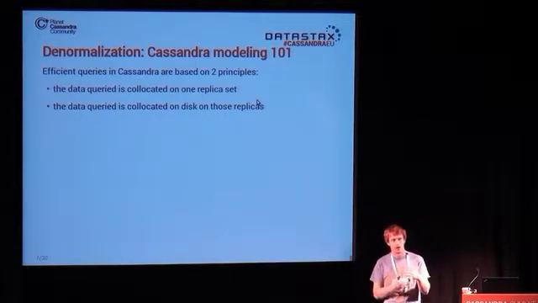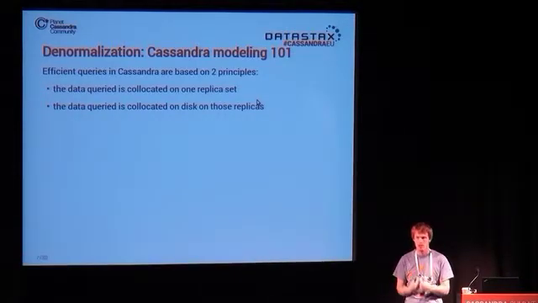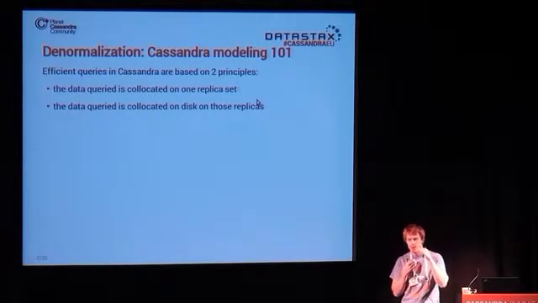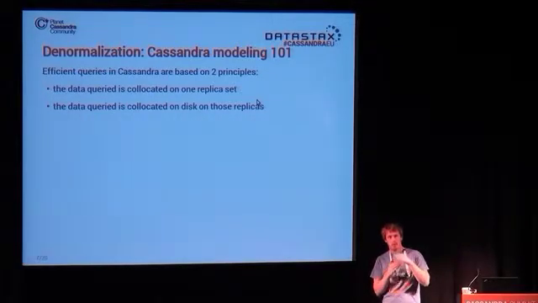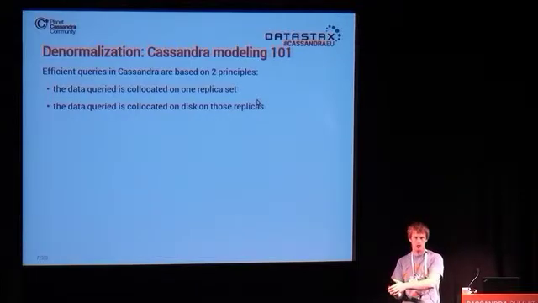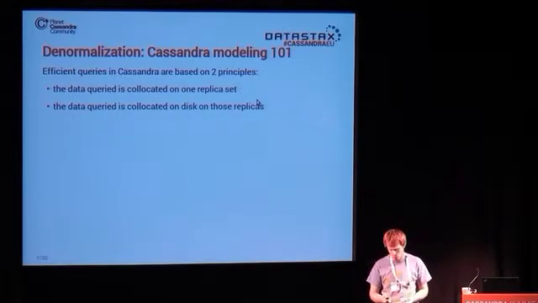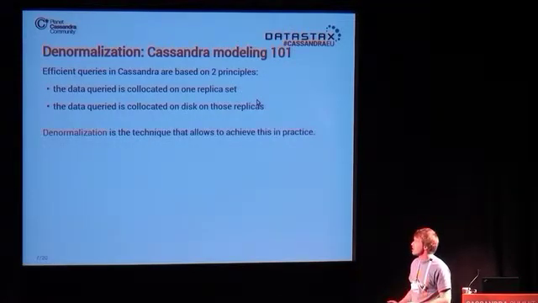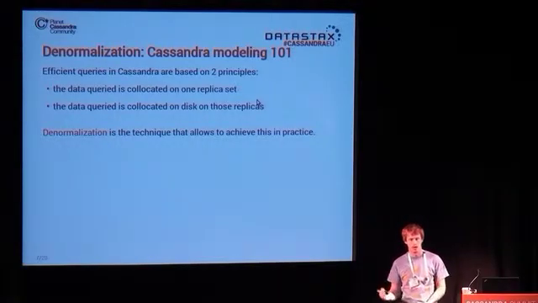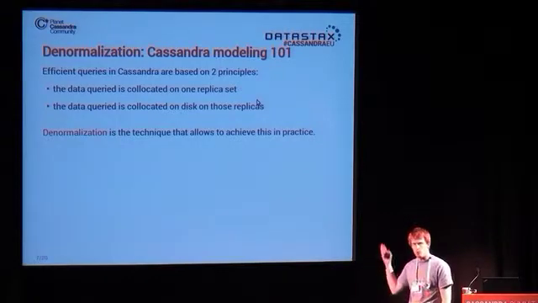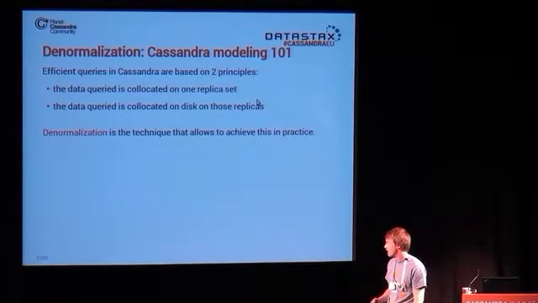It stores data sorted on disk, and you want to use that because if you do, then a query just reads a sequential amount of data on one disk on one machine. I mean, it's a little bit more complicated in practice. There is replication and whatnot, but that's the basic idea of what you want to achieve here. And denormalization is a technique that allows you to achieve that. It's by duplicating data and grouping it together that you're able to achieve that on the read side.